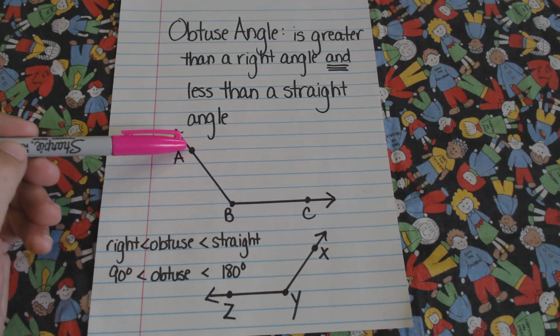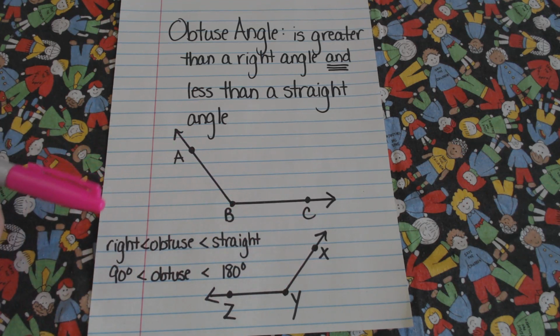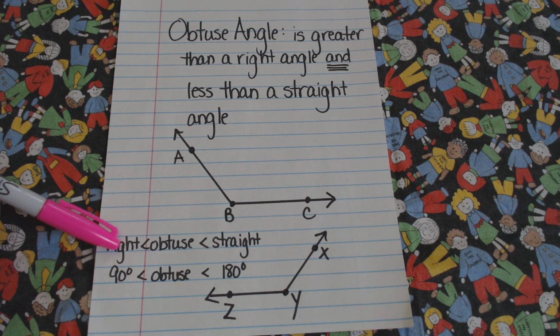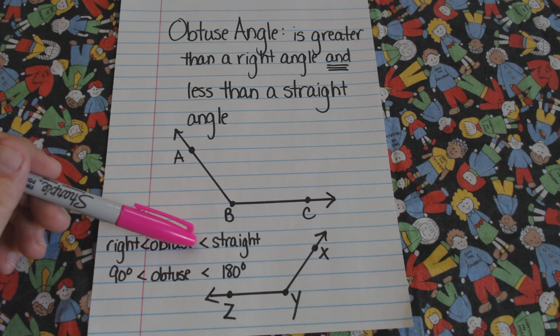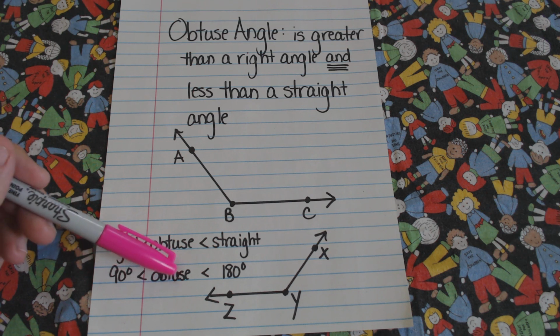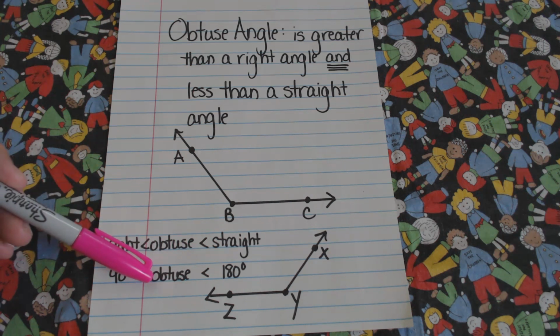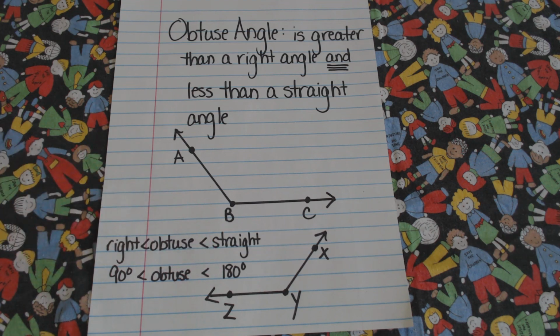So this is greater than a square angle. This is greater than a square angle. So right angles are smaller than obtuse angles, and obtuse angles are smaller than straight angles. 90 degrees for a right angle is less than any measurement for an obtuse angle, and that'll be less than 180 degrees.